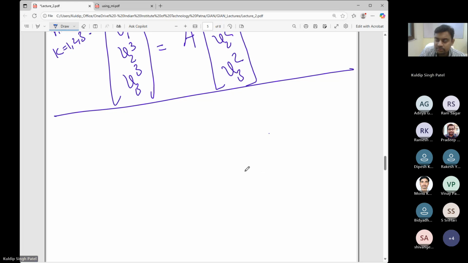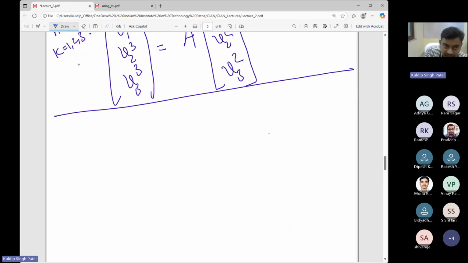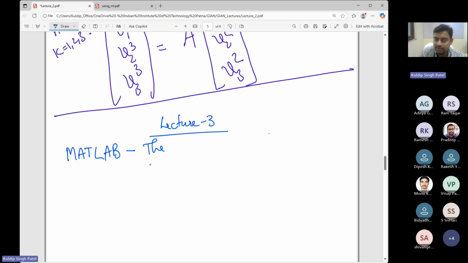Or okay, let me first tell you the book. Some of you asked about the book. So this is the book you can follow, right? MATLAB, the language of technical computing. For MATLAB, someone asked me yesterday if I can suggest one book. So the book is by MathWorks. Those who are not aware, MathWorks is actually the developer of MATLAB, right?